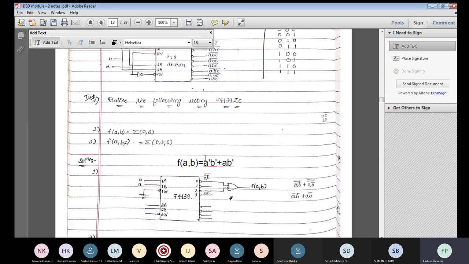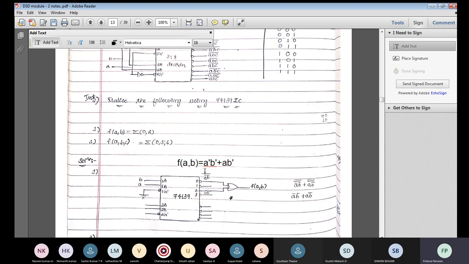So you just have to get the expression. But here, what we get is A bar B bar, whole bar, and A B bar, full bar. I want to remove this full bar. What my minimal expression has to be is A bar B bar plus A B bar.